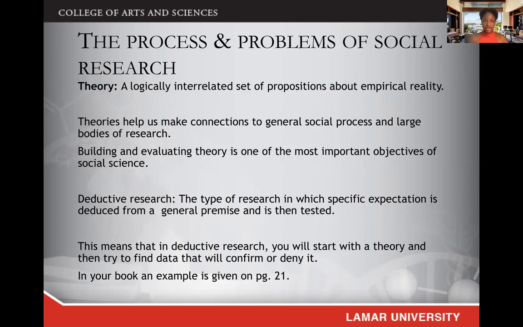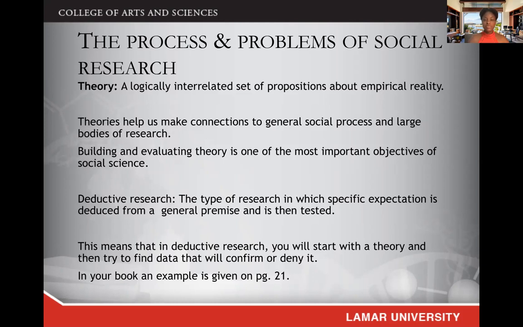So building and evaluating theory is one of the most important objectives of social science. If you have theory related to, for example, gender inequality, and then you do your study on gender inequality, you can link your data, and it helps you make connections.